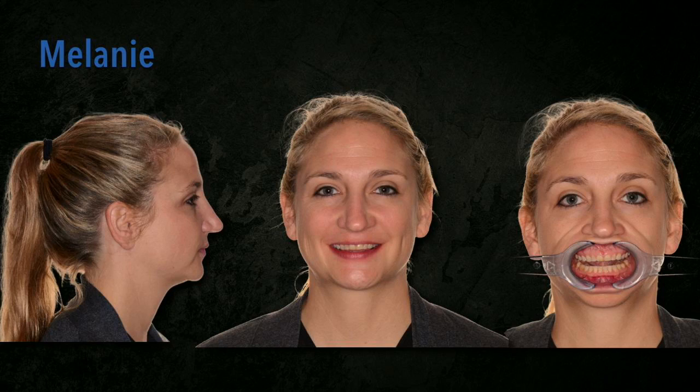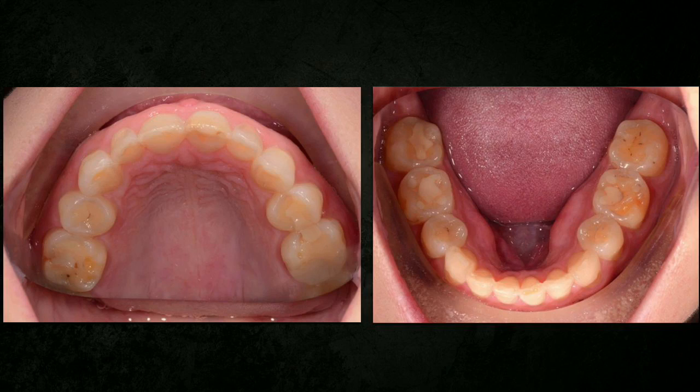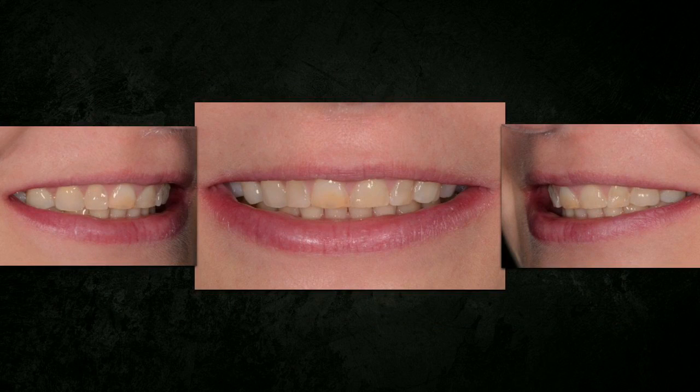So let's look at Melanie's case. Again, 37-year-old dentist with a lot of wear and erosion over all her teeth. She wants to have a nice smile and she wants to not have all her teeth prepped if she can help it.